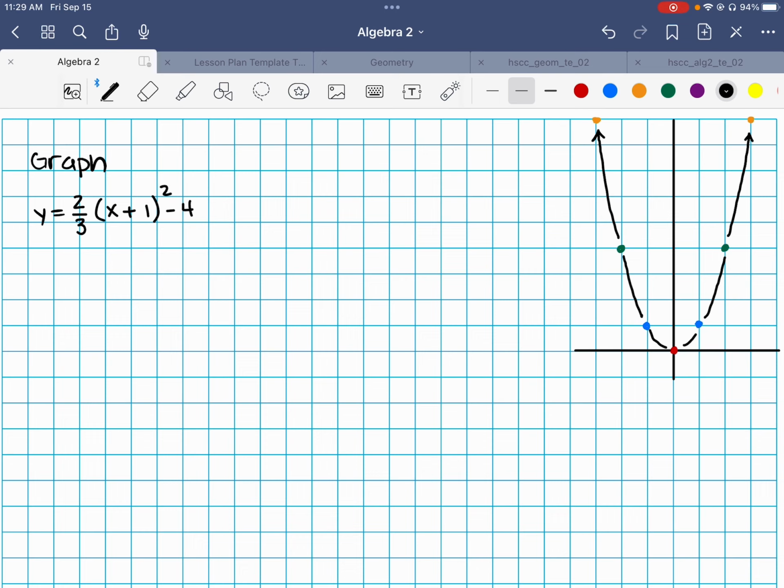So the first thing you're going to do is make sure you understand that it's a quadratic. That's step number one. You can tell it's a quadratic because it's a power of 2. So we know it's a quadratic. That tells us our graph is going to look like that guy right there.